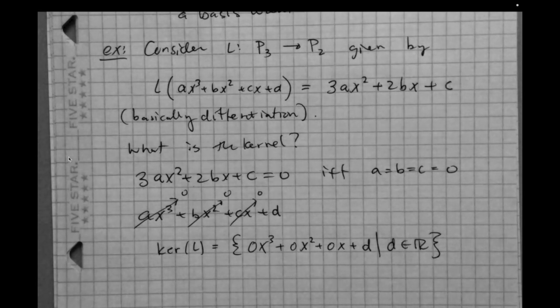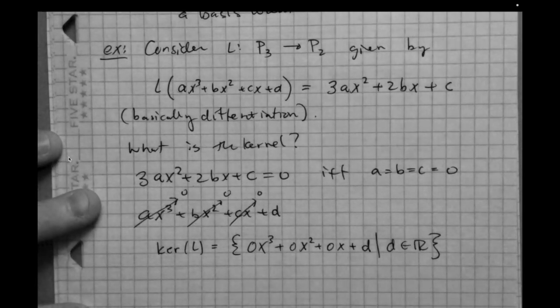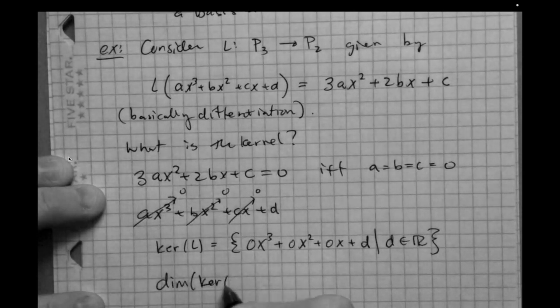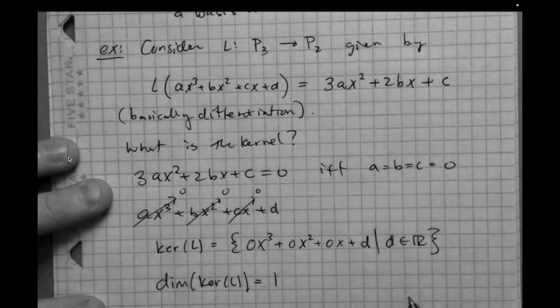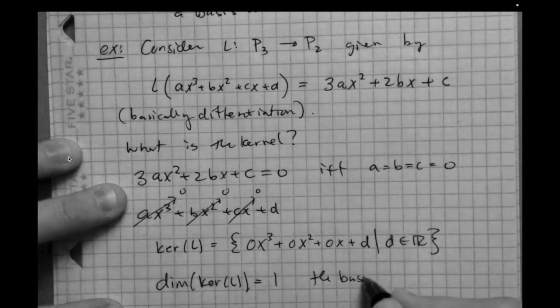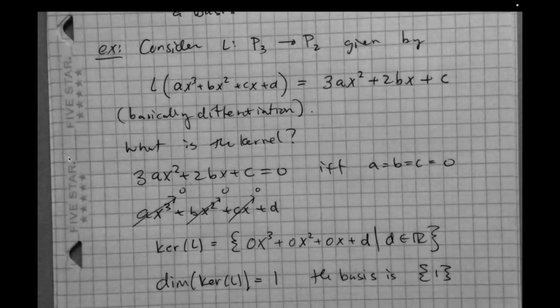Now what's the dimension of this? Well, this is just a one-dimensional vector space. The dimension of the kernel in this case is just 1. What's the basis? A basis is just 1. If you think about the standard basis, all we need is the constant term from the standard basis, and of course that's got one vector in it, so the dimension is 1.